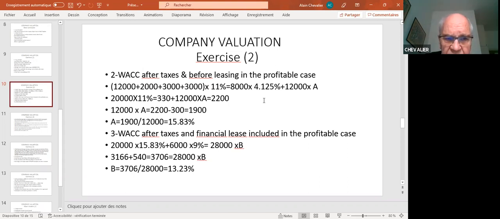So on line 3, you find that the total of the right side of the balance sheet, at least for financial elements, is equal to 20,000 multiplied by 11%, which is equal to 2,200, equal to 330, plus 12,000 multiplied by A, what we are looking for.